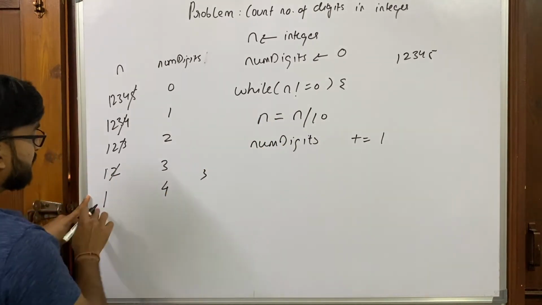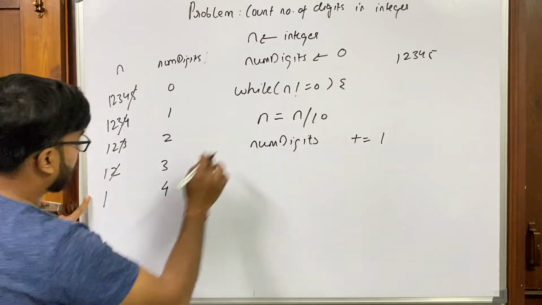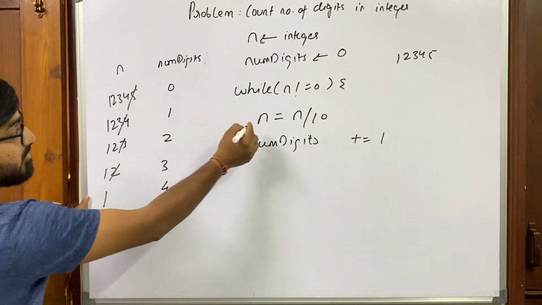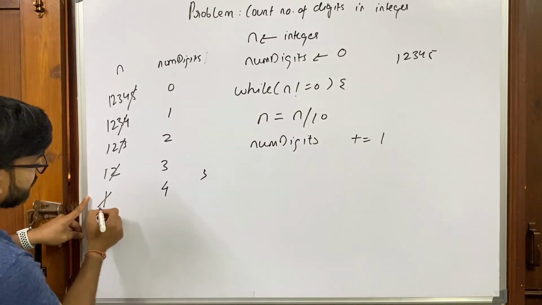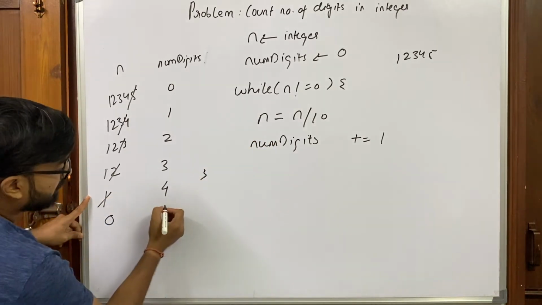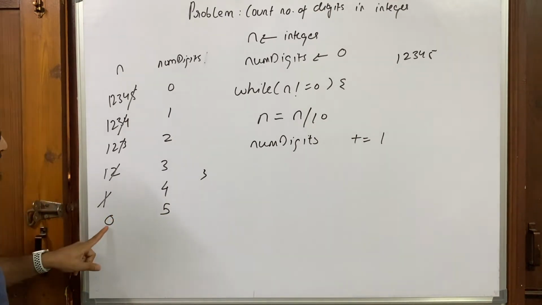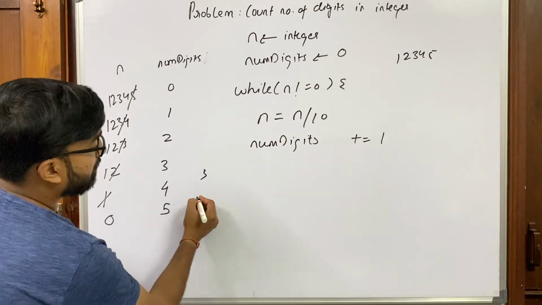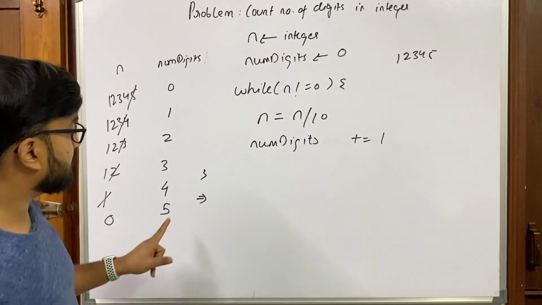by 1. We check while loop condition again, n is not equal to 0 is true, 1 is not equal to 0 is true, we do n is equal to n by 10, we lose this, so 1 by 10 will give you a quotient of 0 and increment num digits by 1, okay. 0 is not equal to 0 is false, so when you come out here, you have num digits as 5.